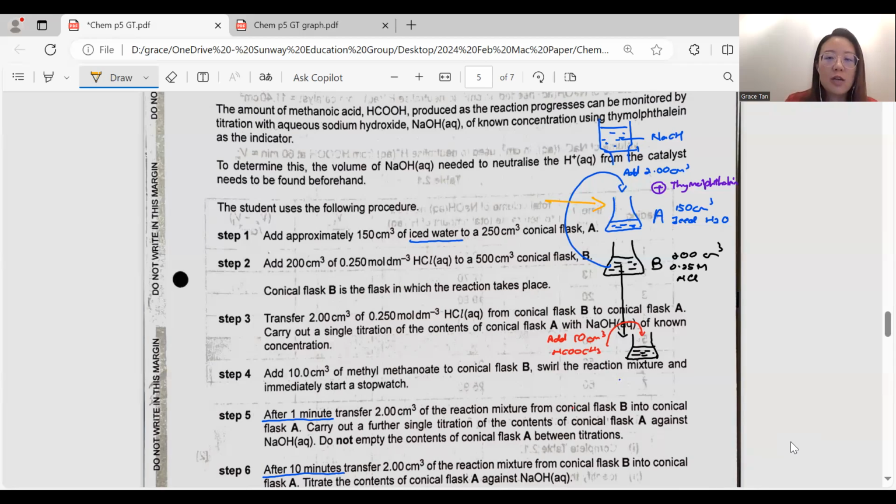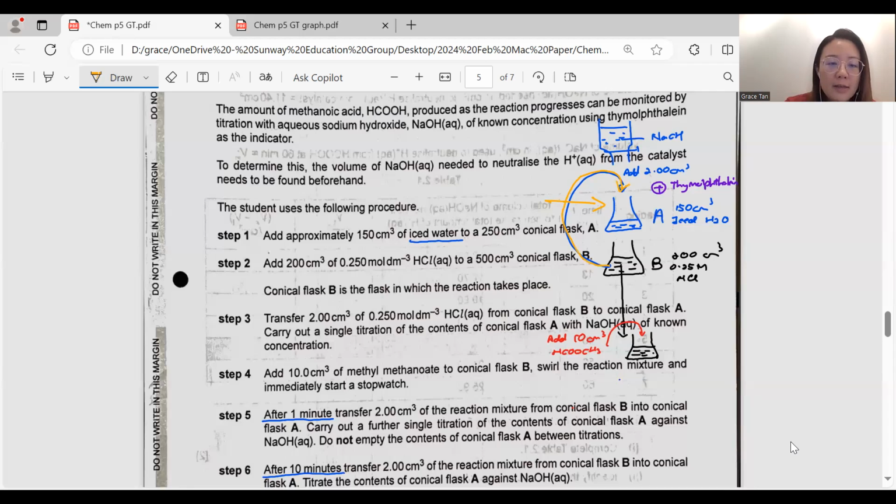Step 3: you need to transfer. So look at the blue color arrow. Do you see over here? I'm actually annotating on top of it, so you can see. You need to transfer 2 cm³ of the HCl into flask A, and then you start titrating. You are now, after transferring 2 cm³, titrating with the NaOH up here. So this NaOH is to titrate the HCl, which is the catalyst only.